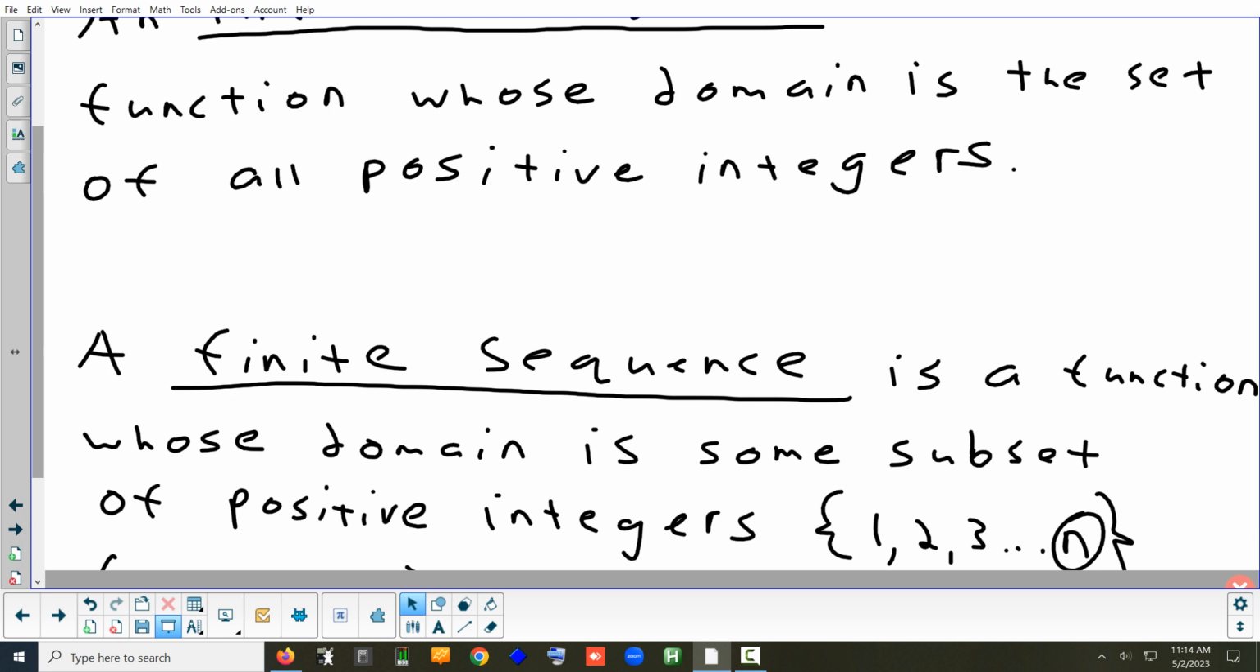So just because a sequence is huge doesn't mean it's infinite, even if it has billions and trillions of terms. If it stops somewhere, it's still finite.